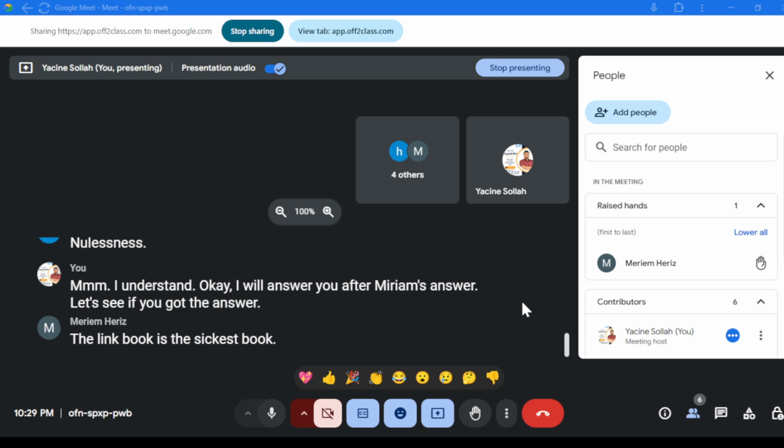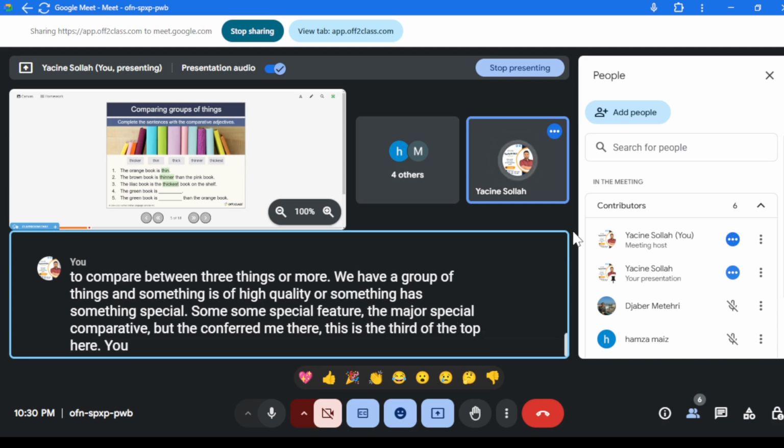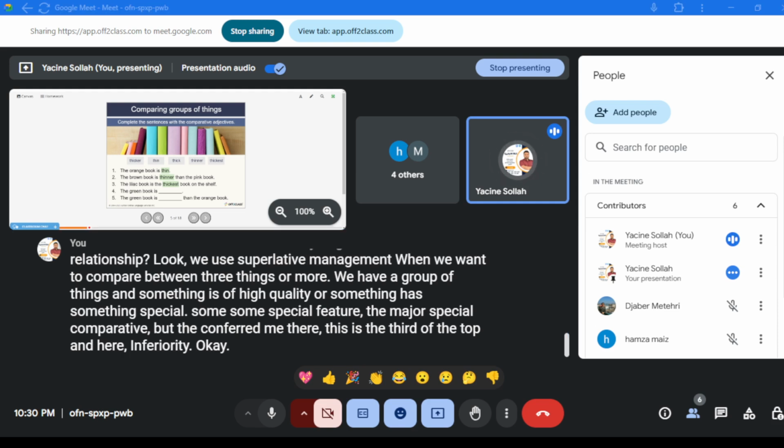Superlative: we use the superlative when we want to compare between 3 things or more. يعني عندنا مجموعة, we have a group of things and something is of high quality or something has some special feature, زعما حاجة سبيسيال في هذيك المجموعة. نستعمل الكومباراتيف. قلت لكم في البداية this is صيغة التفضيل, زعما الطوب المخير فيهم ولا الأسوأ فيهم, يعني يمكن يكون inferiority. Okay, so that's superlative.